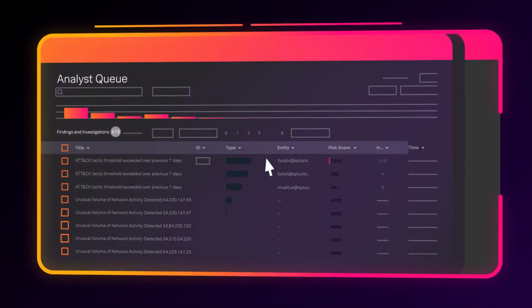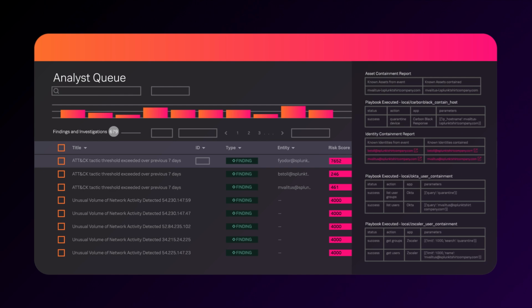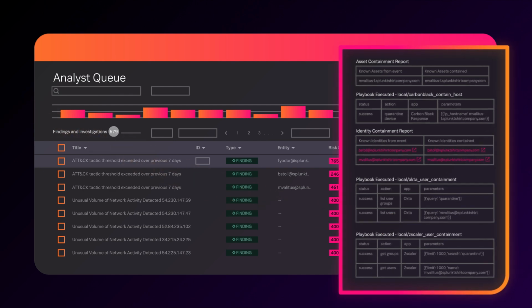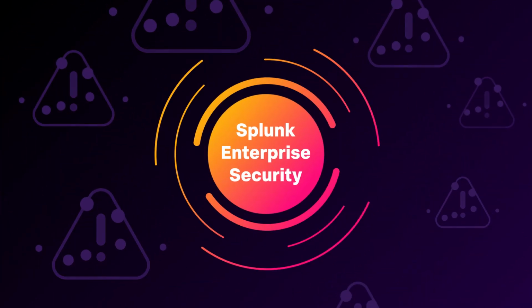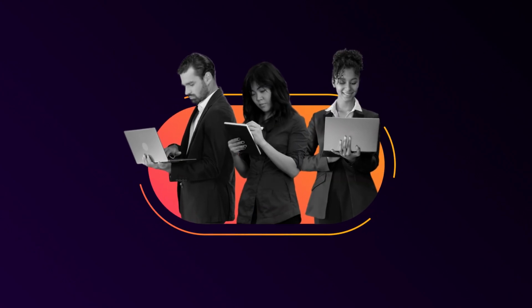As a centralized solution, ES fuels SOC efficiency with coordinated workflows and unifies processes across threat detection, investigation, and response. With Splunk Enterprise Security, you're always one step ahead of threats, freeing up your security team's focus for critical tasks.